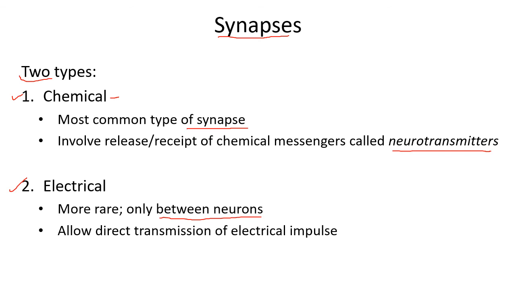And so that's why the electrical is much faster, but again, more rare and only that we see in this kind of developing fetus until it converts to the chemical type of synapse. So most synapses, if not all, once we get to adult age, is going to be this chemical type here.